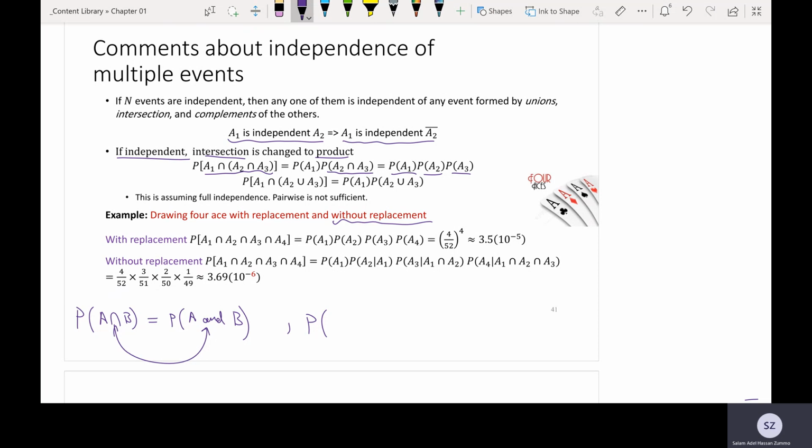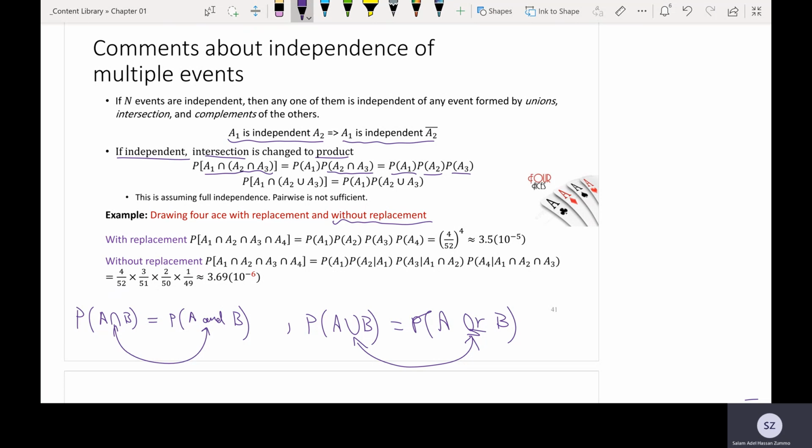When we say probability of A union B, go back to the heart and the king. When we say probability of king union heart, what does it mean? It means I pick a card, it could be either king or heart. So union means or. Probability of A or B. So union and or are interchangeable. Mathematically, we write it as union using set theory.